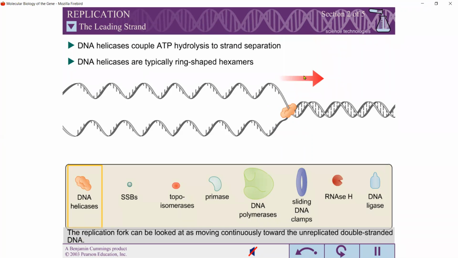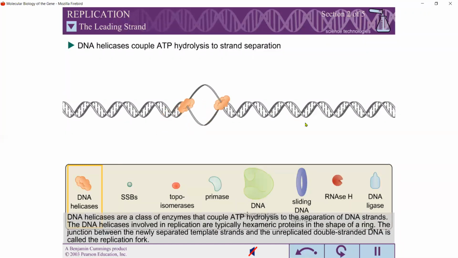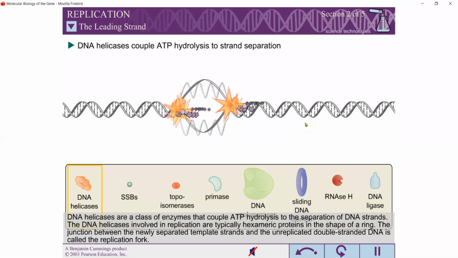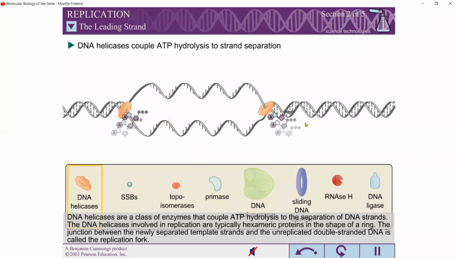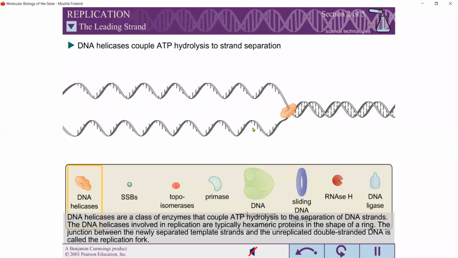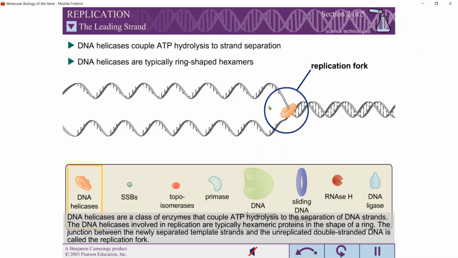It moves along the single strand using the energy of the nucleoside triphosphate to displace the DNA strand. You can see it's using the energy of the nucleoside triphosphate. Now DNA helicase acts at replication forks. So you can see this is the replication fork.